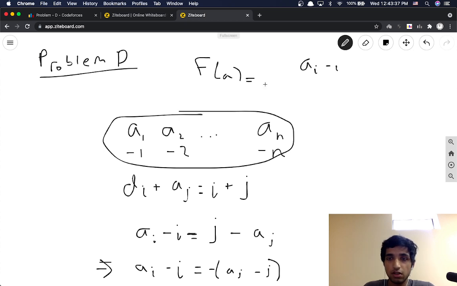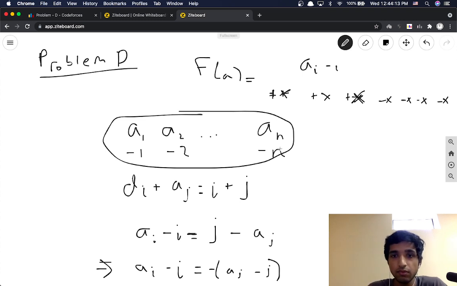So how do we maximize that? It shouldn't be hard to see that it's maximized when half of them are plus x and the other half are negative x. Because here it's n over 2, the floor of n over 2 times the ceiling of n over 2. And it shouldn't be hard to prove it with math. So that tells us whether an array is good. We need a1 minus 1, a2 minus 2, up to an minus n to look like this array.